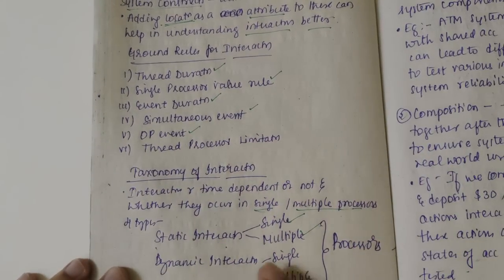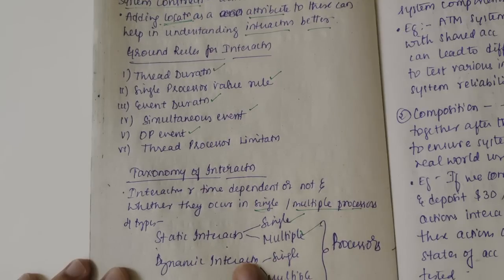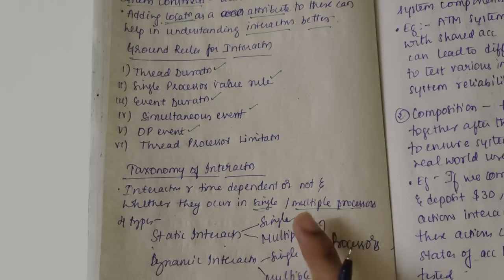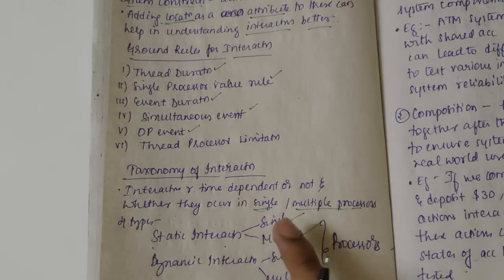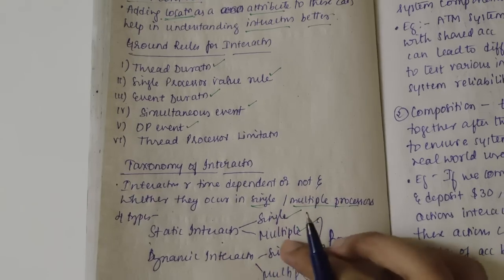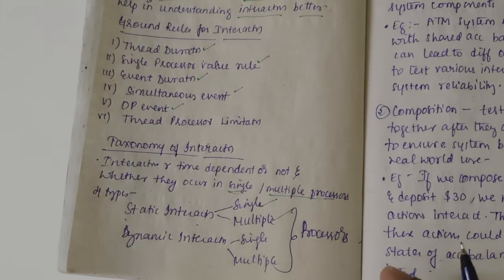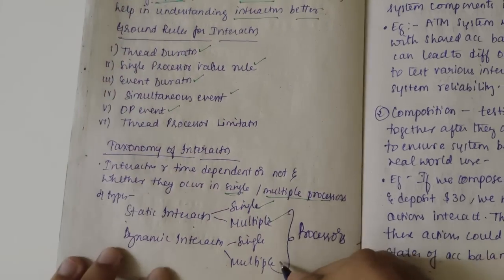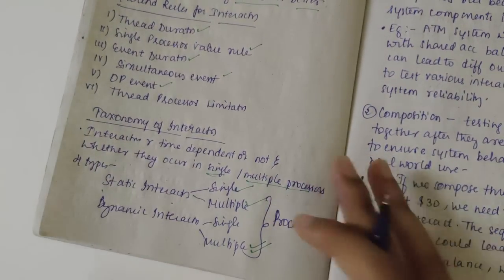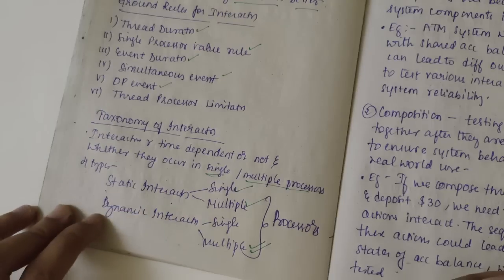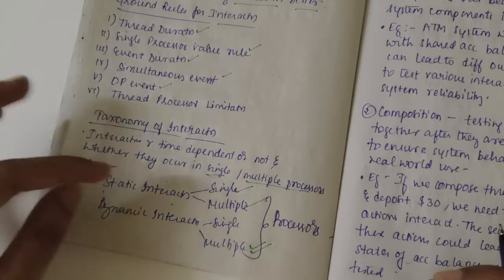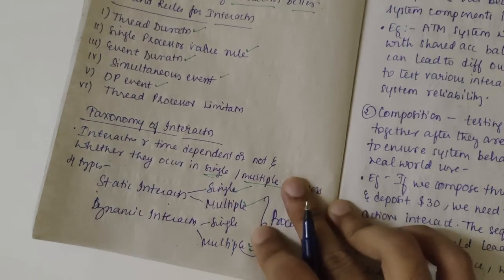Then we have dynamic interaction in a single processor. Static interactions are time independent, whereas dynamic interactions are time dependent. So dynamic interaction in a single processor means time dependent interactions with a single processor. Then we have dynamic interaction in multiple processors, which again means time dependent interactions occurring across multiple processors. We'll look into this further one by one. But as of now, if they ask for the taxonomy of interaction, make sure you write these four points, write about the importance of time and position, and explain each in three or four lines.